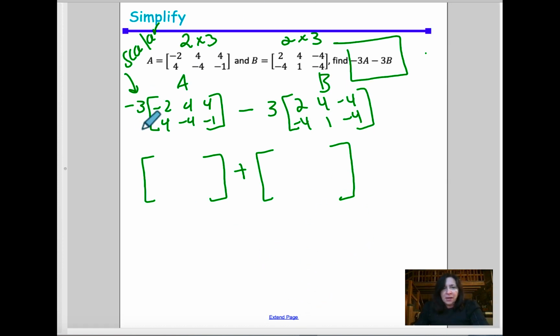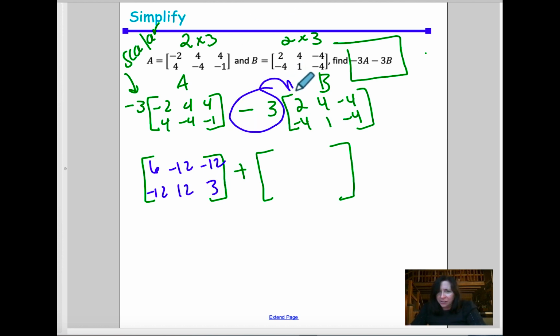So here we go. Negative 3 times negative 2 is 6. Negative 3 times 4 is negative 12, and again negative 12 for the other two 4s. And negative 3 times negative 4 is positive 12. Negative 3 times negative 1 is 3. So then I'm actually multiplying by negative 3 to every value inside of my matrix.